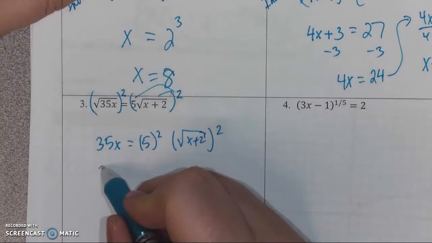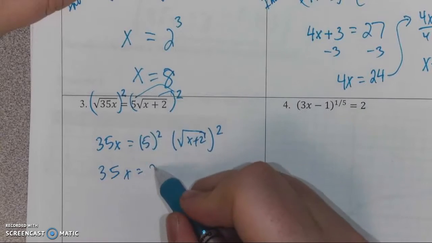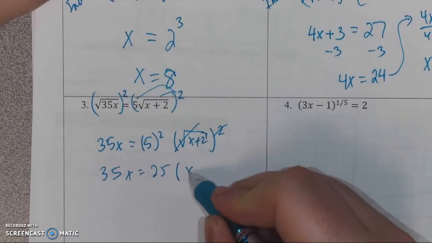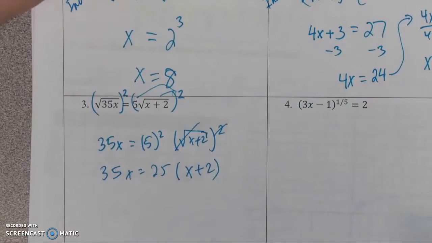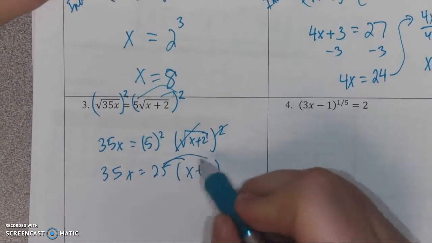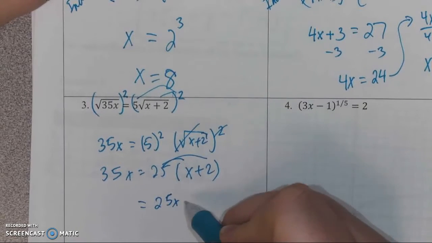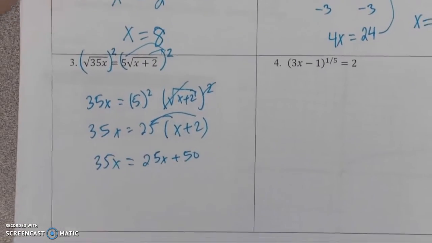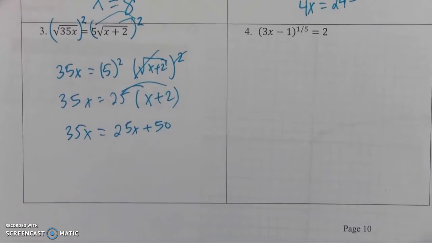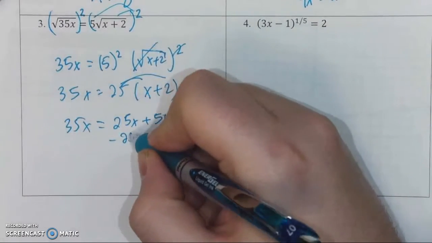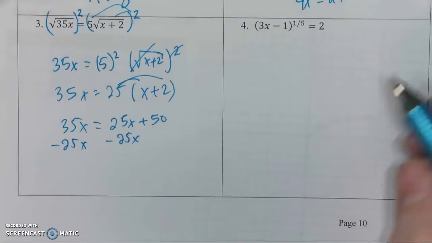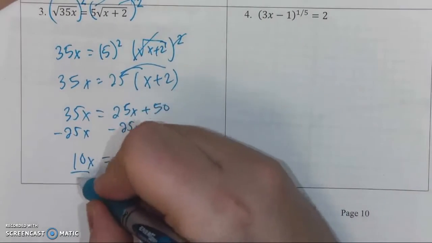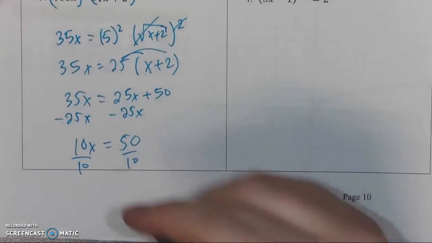So this is going to leave me with 35x equals 5 squared is 25. A square and a square root get rid of each other. So this is 25 times x plus 2. To solve this, distribute the 25 to the x and the 2. So this is 25x plus 50 equals 35x. Solve this one for x. We could subtract 25x from both sides. So this is 10x equals 50. Divide both sides by 10. So x equals 5.